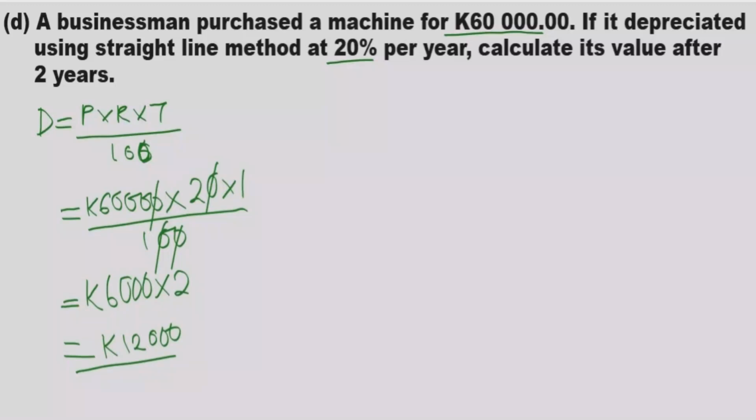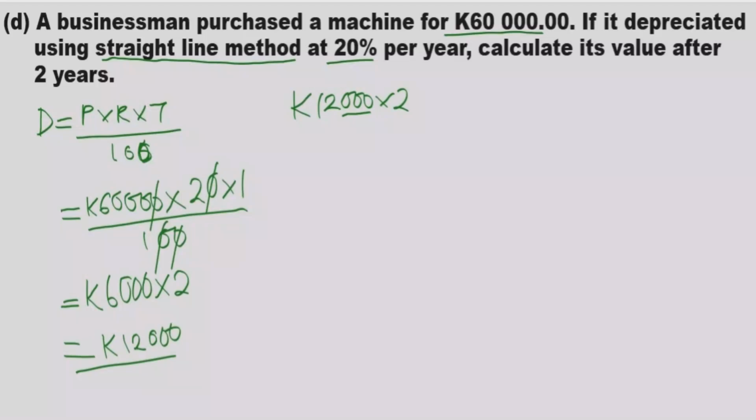Now remember, we are asked to find the value of the machine at the end of 2 years. So now we multiply 12,000 by the number of years. Remember, we're using the straight line method. So we multiply 12,000 kwacha by 2 years, the number of years. So 12,000 times 2 years. If a number has just zeros at the end, we focus on the non-zero numbers.